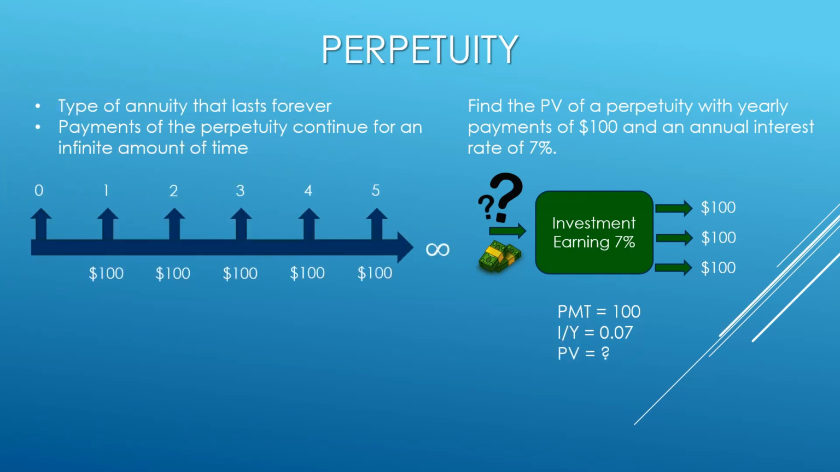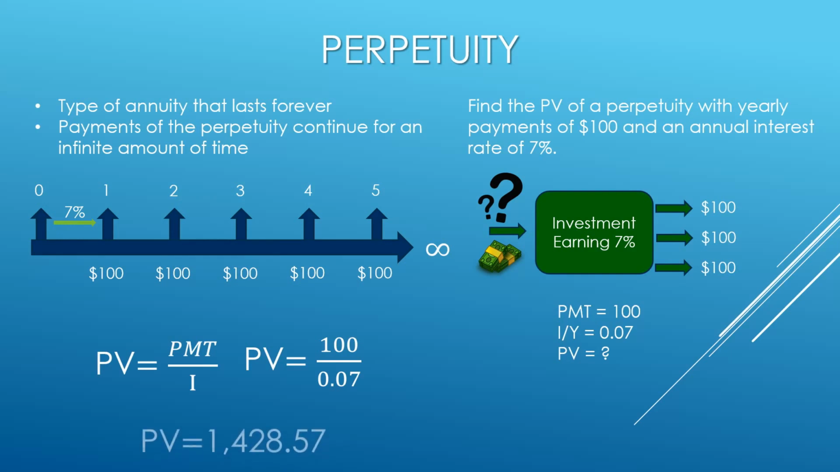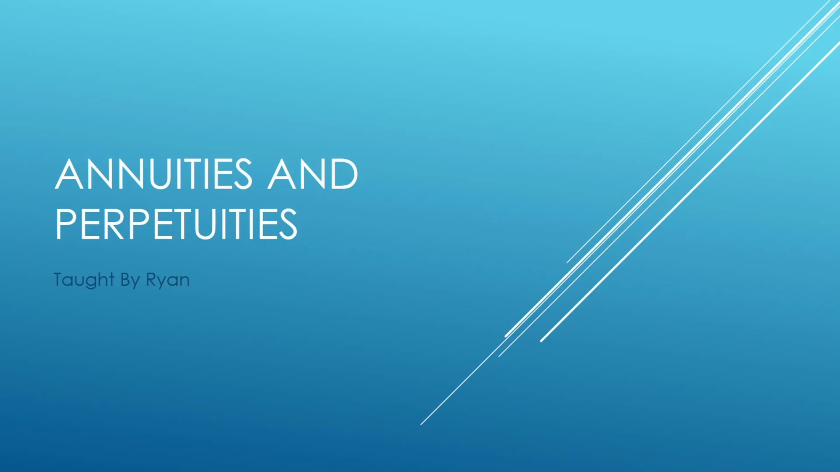The formula for a perpetuity is pretty simple. The present value equals the payments divided by the interest rate. In our case, $100 divided by 0.07 gives us the value of the investment at $1,428.57.